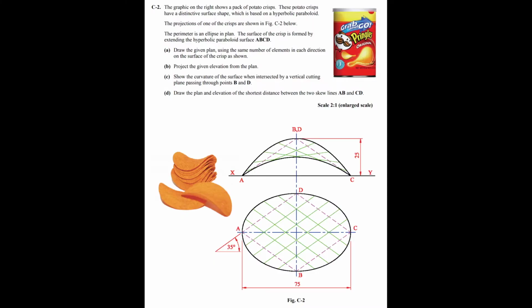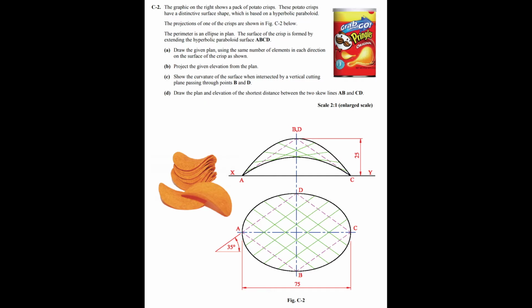So we'll just look at the question again, and the final part of this is draw the plan and elevation of the shortest distance between the two skew lines AB and CD. So the shortest distance is going to be the shortest perpendicular distance between them. So I need to look in perpendicular to both of these. As they're already parallel to each other, I don't need to draw a first auxiliary first to then find where they're going to cross each other. My first view will be showing them already parallel because they are already parallel here.